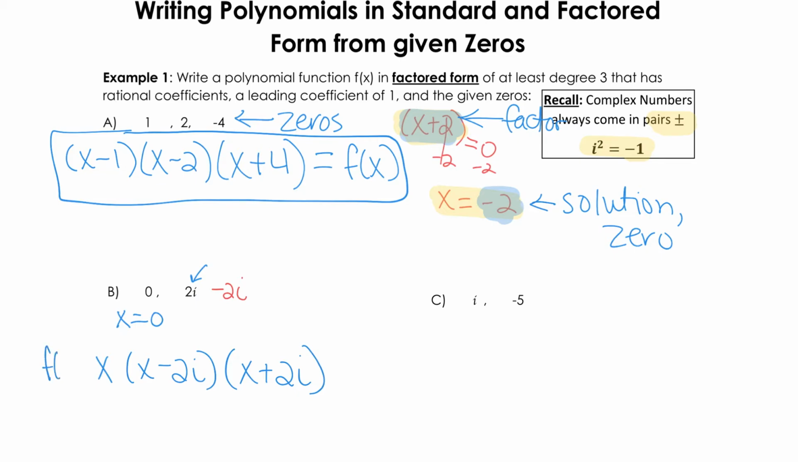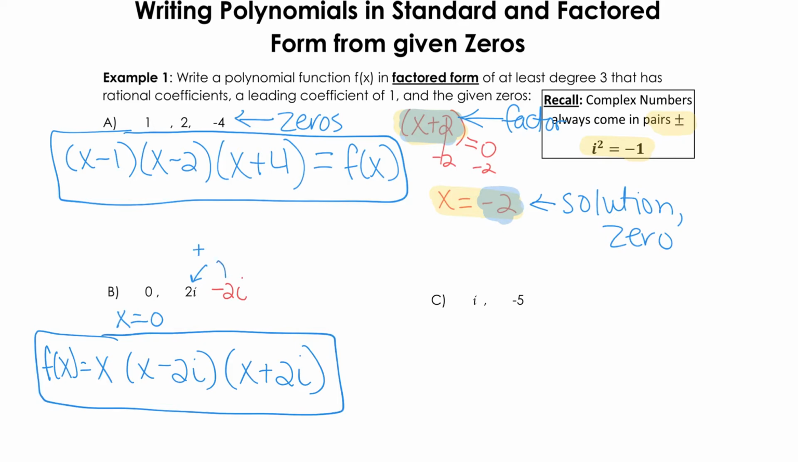And this is in factored form. So you would just leave it like this, f of x equals. So keep that in mind, that when you have your imaginary solutions, you're going to have a positive and you're going to have a negative. So when you have to list the factors, you want to list both of them. So this one, part C, I have a solution of i. There's my positive i, but I'm also going to have a negative i.